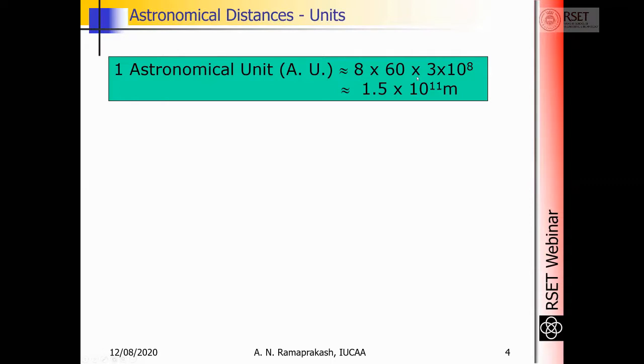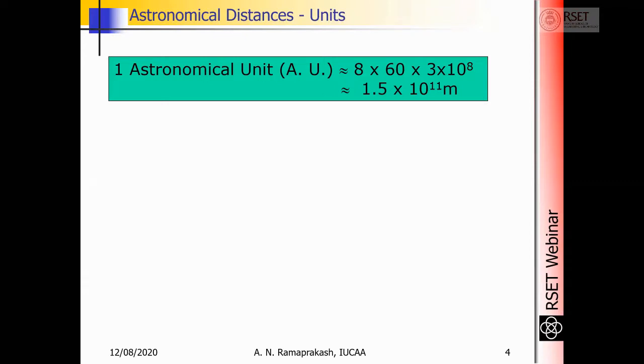So we know that sunlight takes about 8 minutes to travel from sun to Earth. So 8 into 60 seconds times the velocity of light, which is 3 into 10 raised to 8 meters per second. So this translates to about 1.5 into 10 to the 11 meters. That is the mean sun-Earth distance as Earth goes around the sun.